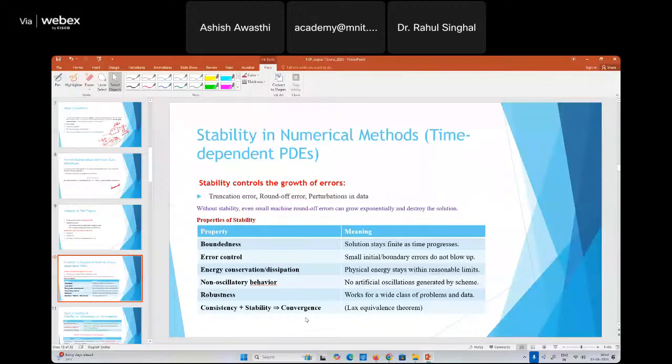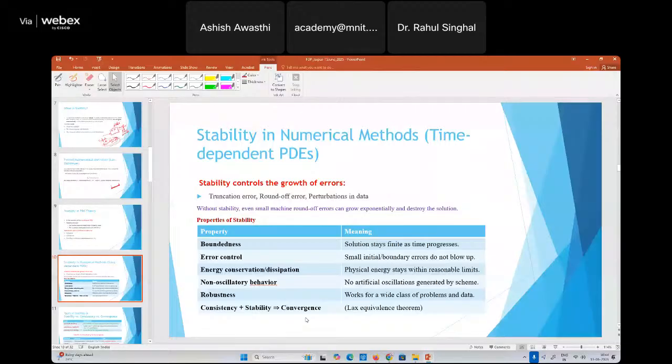So the simple thing is that if it is stable, a small error will be under control. But if there is a big error, it may not be under control. When a big error is in the perturbation data, we will identify it; we are only not able to identify small errors. So those errors will be under control. And these are the properties of stability: boundedness and error control.